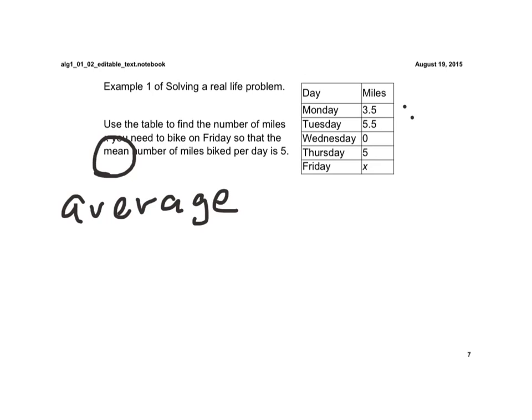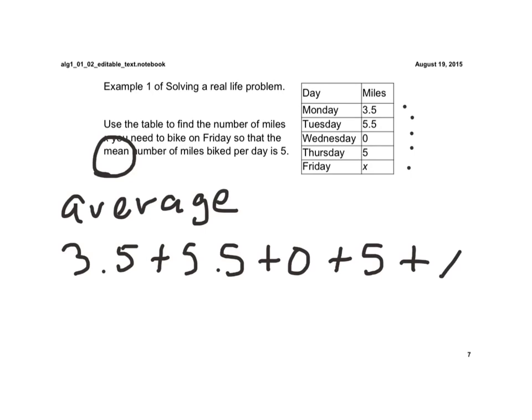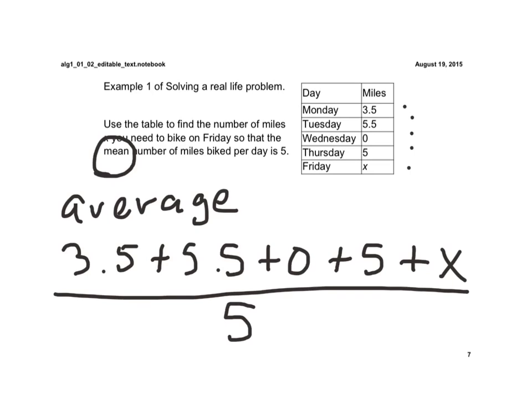So we count 1, 2, 3, 4, 5. So remember, to find the average, we add up all the numbers. So we have 3.5 plus 5.5 plus 0 plus 5 plus x, all divided by 5, equals what we want to average per day, which is 5.